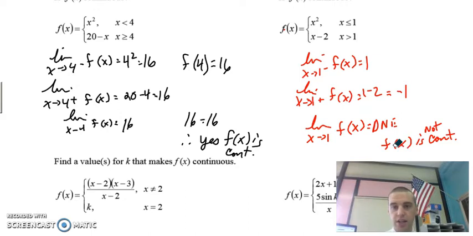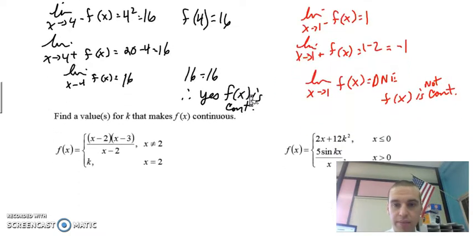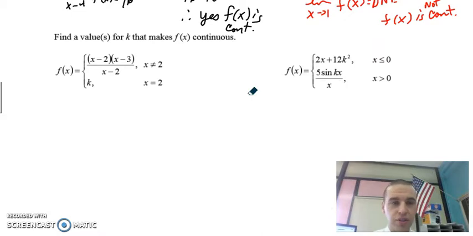Okay? And done. You did it. It's not continuous at 1, but it's not continuous in general. It's definitely not continuous at 1, though, because the limit does not exist. Okay? So, last two here.